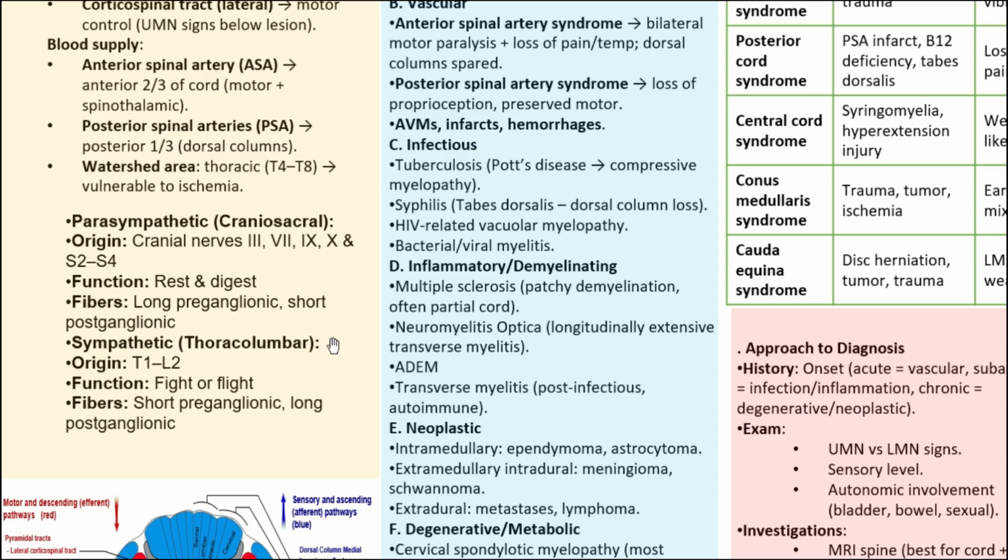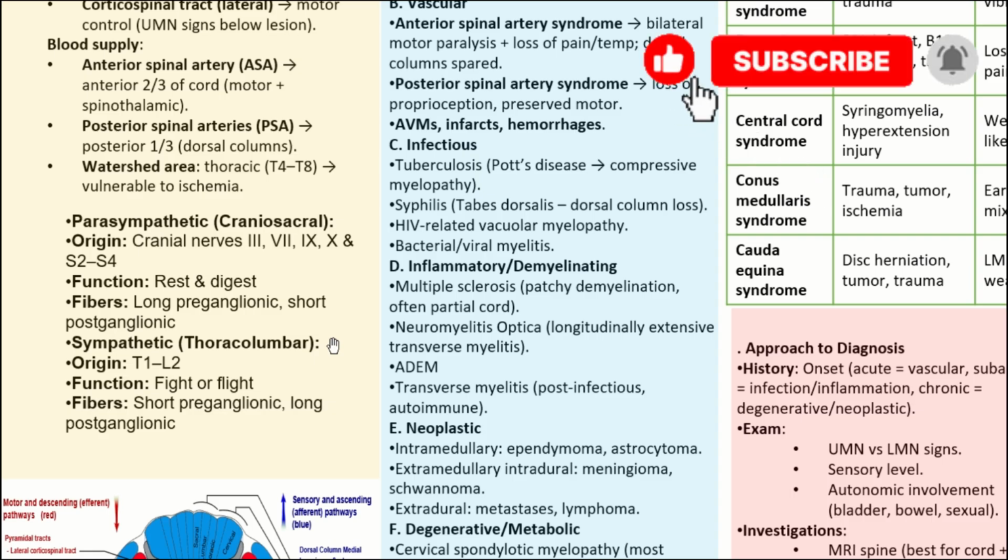So the cranial nerves 3, 7, 9, and 10 are going to be part of the parasympathetic, and S2 and S4, or the sacral nerves 2 and 4, are going to be the parasympathetic. And these ones are important in things like resting and digestion. So the parasympathetic is the reason you're not urinating on yourself, the reason you're not defecating on yourself.